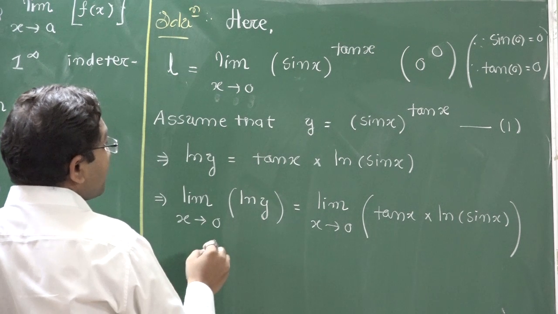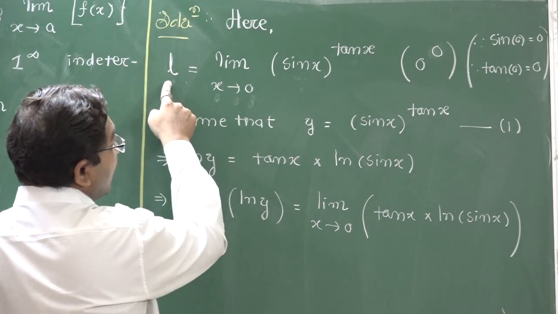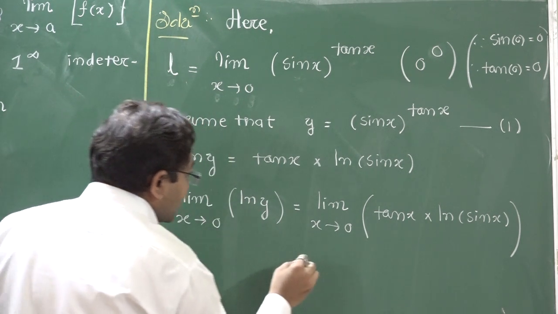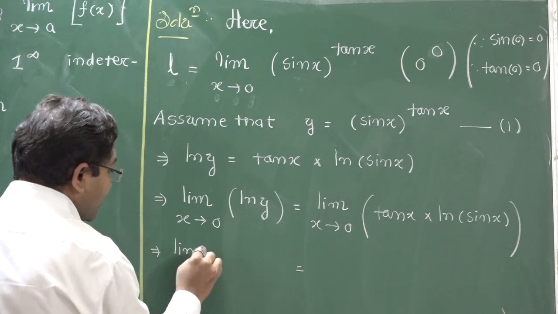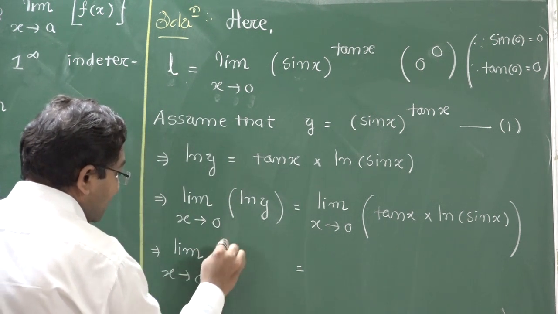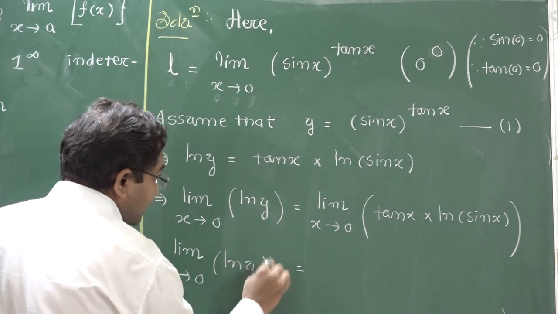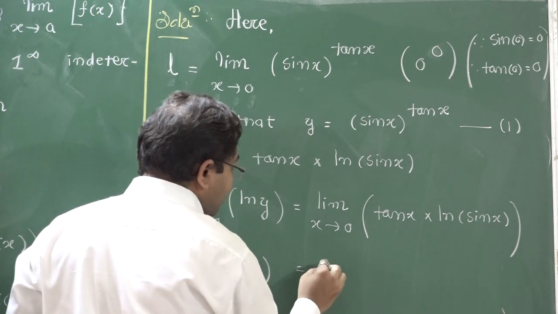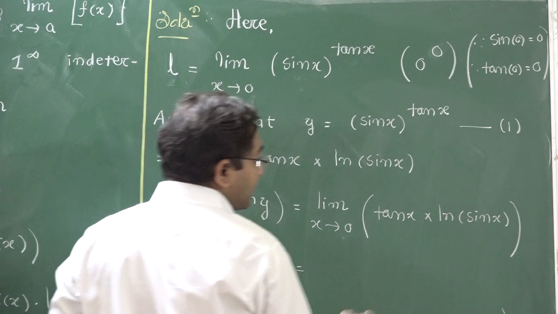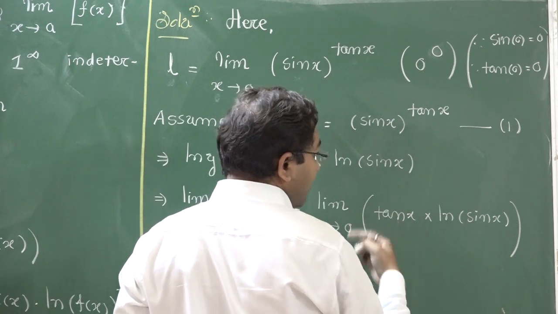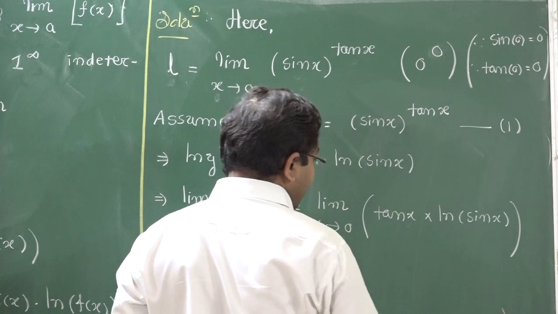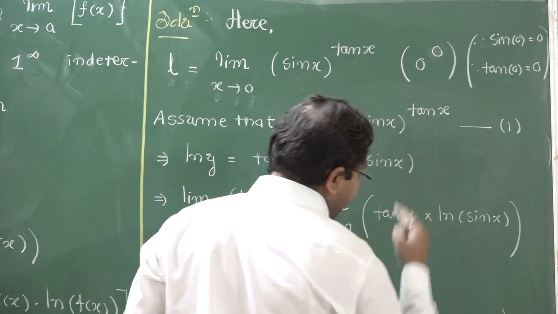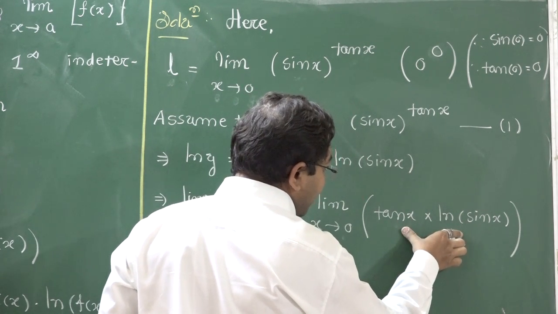Remember, our aim is to find the value of L. So the left hand side will be as it is, limit x tends to 0 ln y. On the right hand side, substitute x equal to 0: tan 0 is 0, sin 0 is 0, and log 0 is infinite, so that is the 0 cross infinite form.